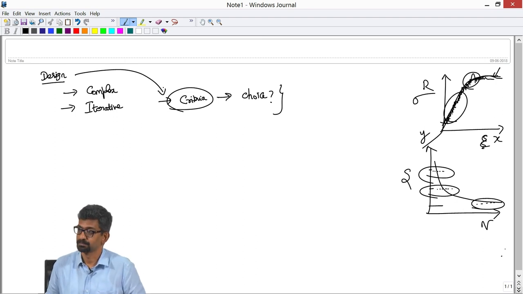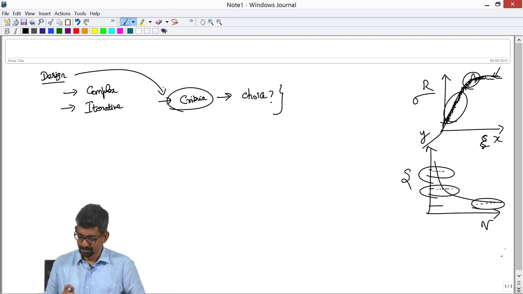After design, analysis comes. So after analysis there is no design. Analysis makes sure that design works. To be more politically correct, not makes sure, analysis says how a particular design works or what is the quantity of interest.